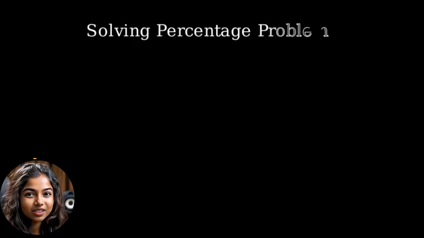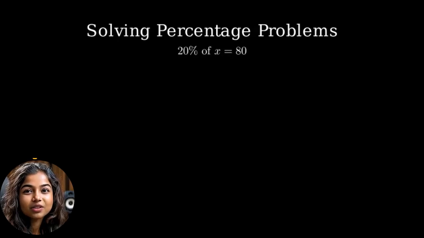Welcome! Today we'll solve the equation: 20% of x equals 80. Let's write this out and solve it step by step. First, let's understand what 20% means. 20% can be written as a decimal by dividing 20 by 100, which gives us 0.2.